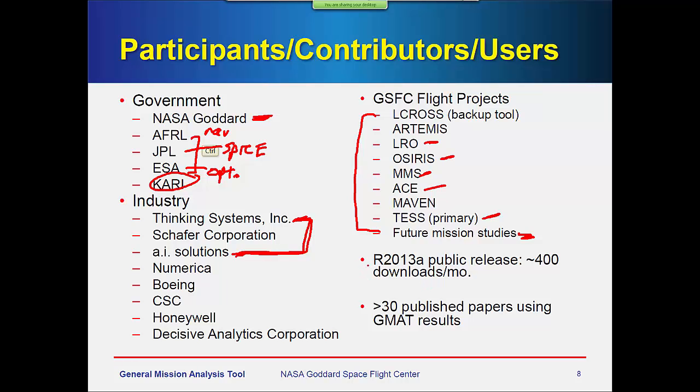In terms of user base here, I'm using 13A because 14A was just released last week, but we average about 400 downloads a month from all over the world of GMAT. I think at last count we had more than 30, 35-ish published papers that cited GMAT in their results.